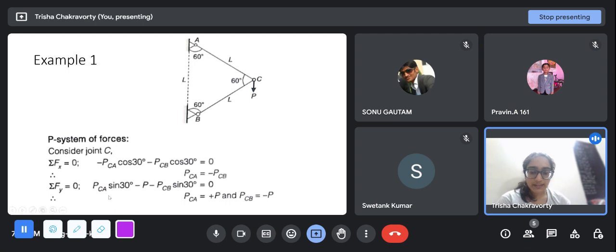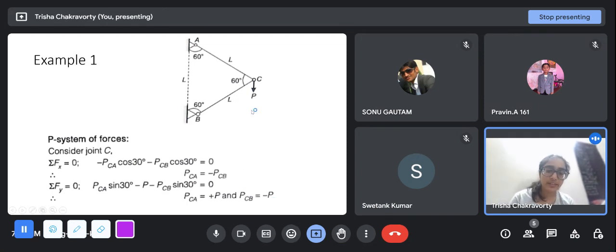This is a step jump. Basically, this equation will remain the same. I mean, put K in place of P. This equation will remain the same, and here it is 1, right? So PCA sine 30 degree minus 1 minus PCB sine 30 degree will be 0. So KCA will be 1 and KCB will be minus 1, and you don't have to solve it.